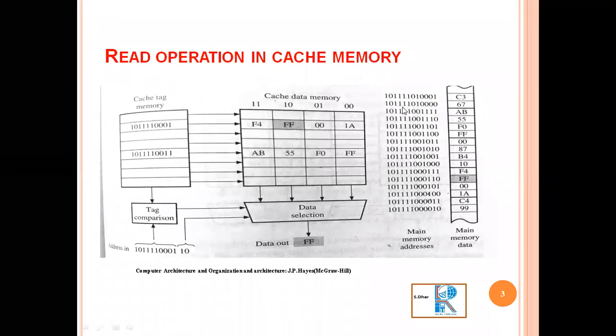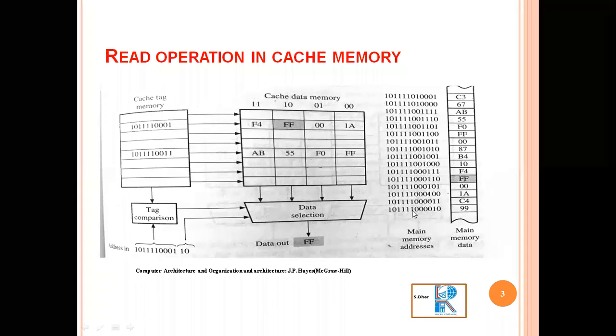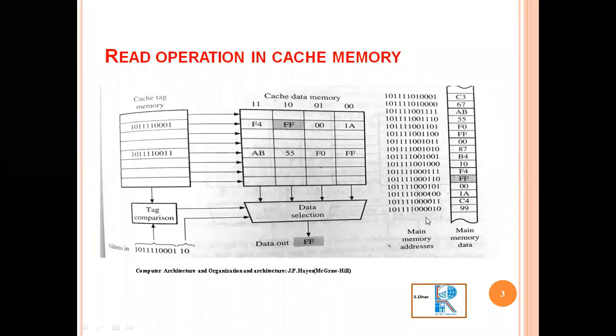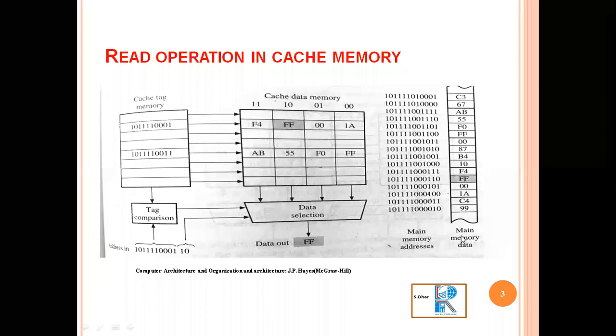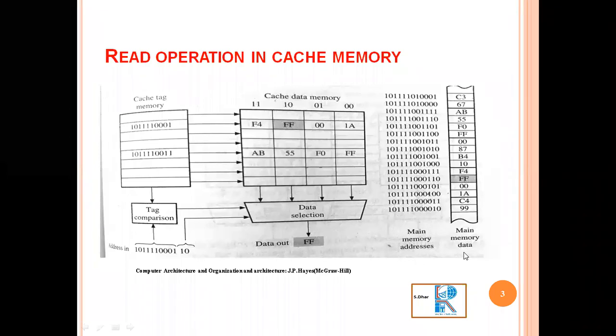See here on the right hand side, 101110 and so on, these are all addresses. What is the total number of addresses? See here: 1, 2, 3, 4, 5, 6, 7, 8, 9, 10, 11, 12. That means the number of address bits is 12. So the total number of addresses the main memory can generate is 2 to the power 12. This is the data which is written in the main memory. This is the main memory address and this is the main memory data.